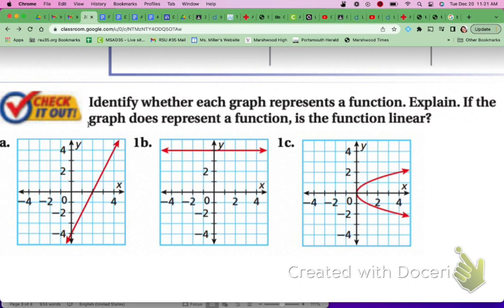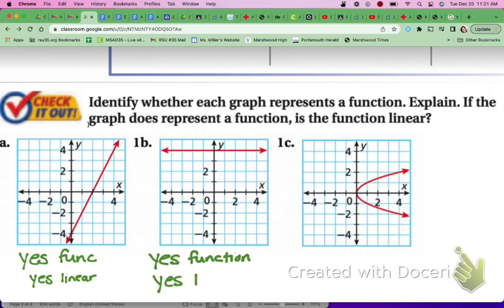All right, let's check your results. Number 1A. Is it a function? Yes, it's a function. Is it linear? Yes, linear. Good. For B, is it a function? Yes, that does pass the vertical line test. Is it linear? Yes. It's a straight line, isn't it?